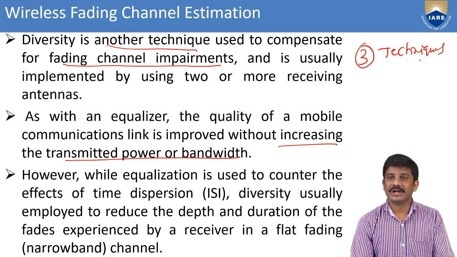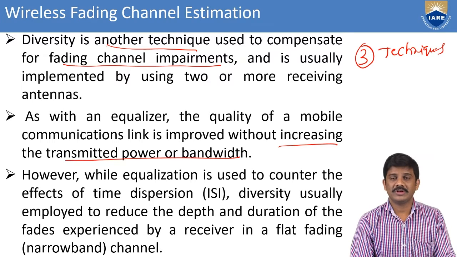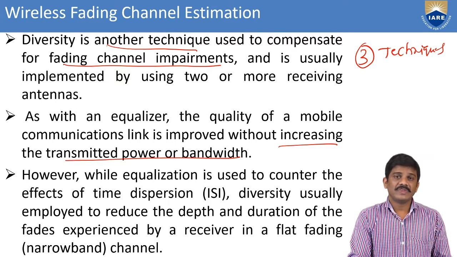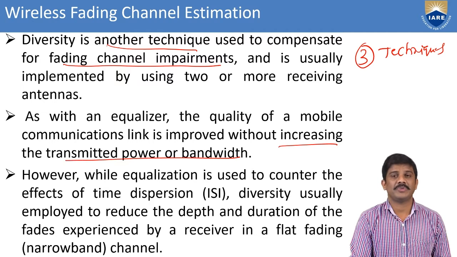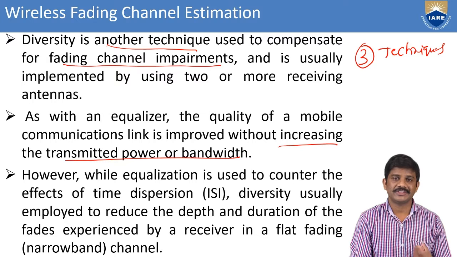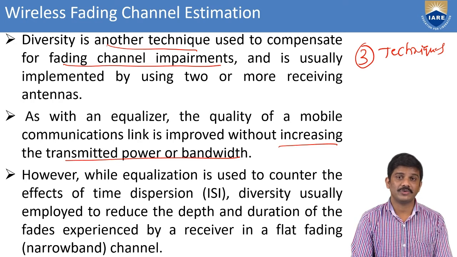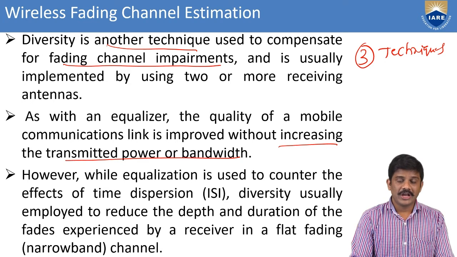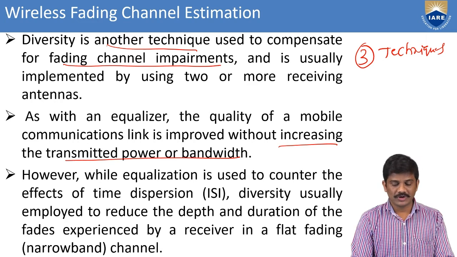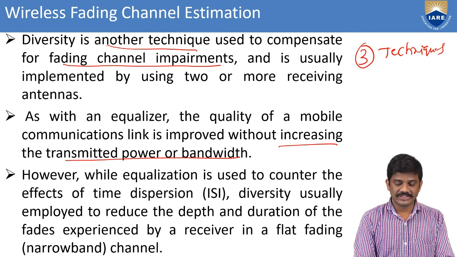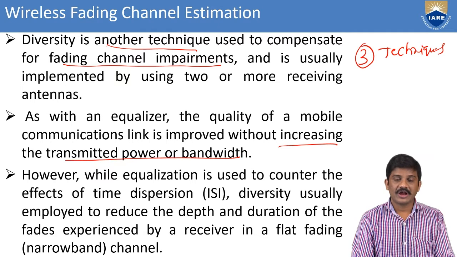We can also improve the signal quality by increasing the transmitter power and bandwidth. Whenever you need better signal quality, we can increase the transmitter power or bandwidth. But without increasing the transmitter power or bandwidth, we can go with equalization, diversity, and channel coding, and then we can also improve the signal quality. However, equalization is used to counter the effects of dispersion, that is intersymbol interference. Diversity is usually employed to reduce the depth and duration of the fades experienced by the receiver in a flat fading or narrowband channel.